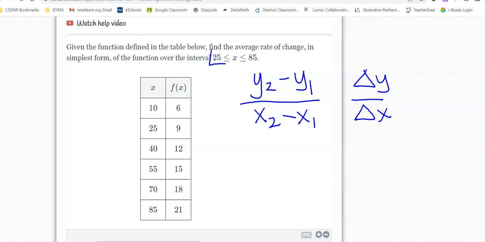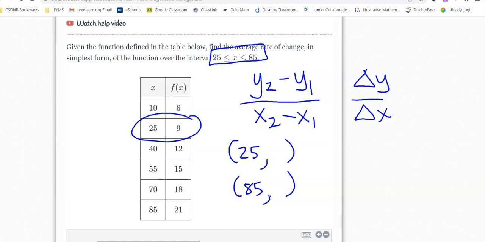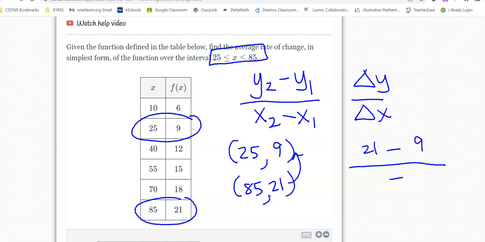And what they're telling you here is that the x values of those points are going to be 25 and 85. And you need to find the y values. So they show it to you here in the chart that the value with an input of 25 has an output of 9, and an input of 85 has an output of 21. So you simply enter these into your rate of change formula, right? Y minus y over x minus x.